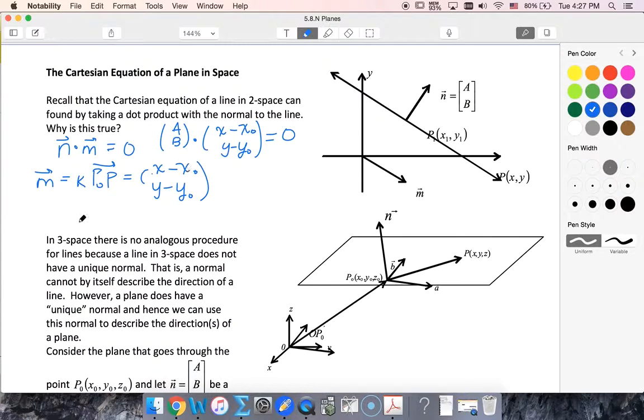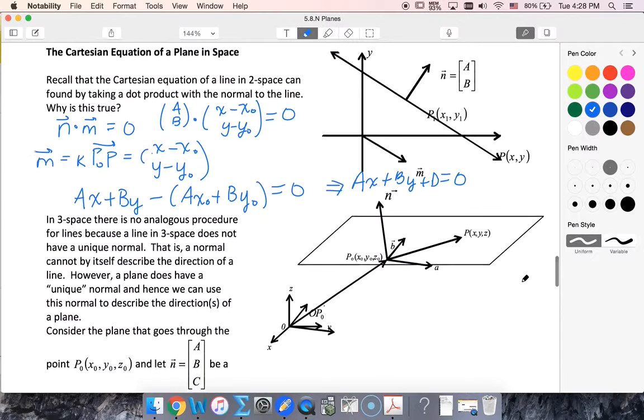So if I expand this, I'm going to get ax minus ax naught plus by, so I'm going to put the by first, minus by naught. So I'm going to put all those minuses together. So that's ax naught plus by naught, and that equals 0. Well, notice this is really the same as saying ax plus by plus some constant equals 0, or the equation of a line in standard form.